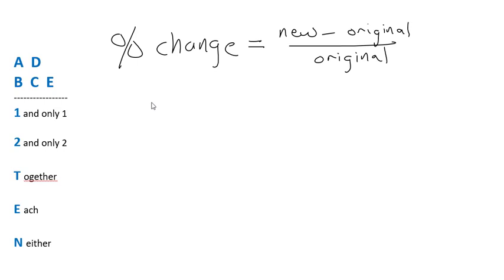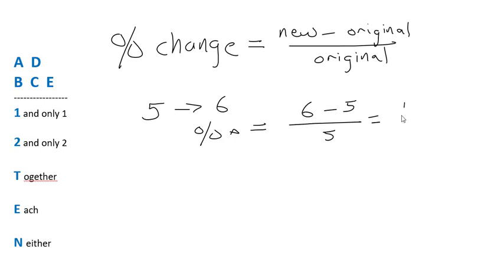As a quick example, suppose somebody were 5 feet tall when he was 12, and then when he was 18, he was 6 feet tall. And you asked, what was his percent change? I'll write a delta for change. What was his percent change in height? The new number, 6, minus the original number, 5, divided by the original, 1 over 5, 1/5, or 20% increase.